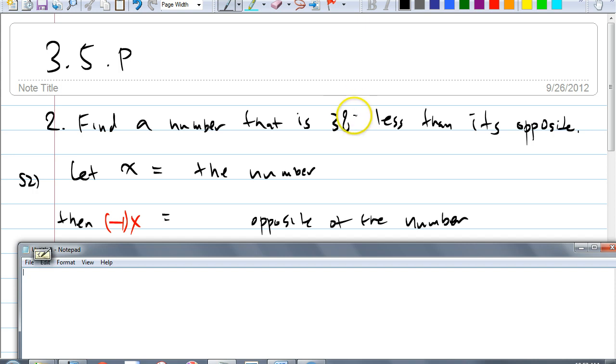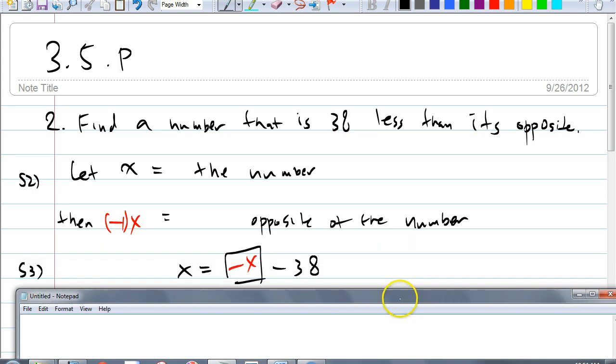How come you wrote it the other way around? 38 looks like it comes first, right? Shouldn't we write 38 minus the opposite or something? No, because it says less than. And what does that mean? Yeah, you need to reverse the order. It says less than, so that's exactly right. Find a number that's x, and x is 38 less than, so it's going to be something minus 38. What is that something that has to come first? The opposite. What's the opposite of this x, guys? Negative x. There you go. x equals negative x minus 38, right?